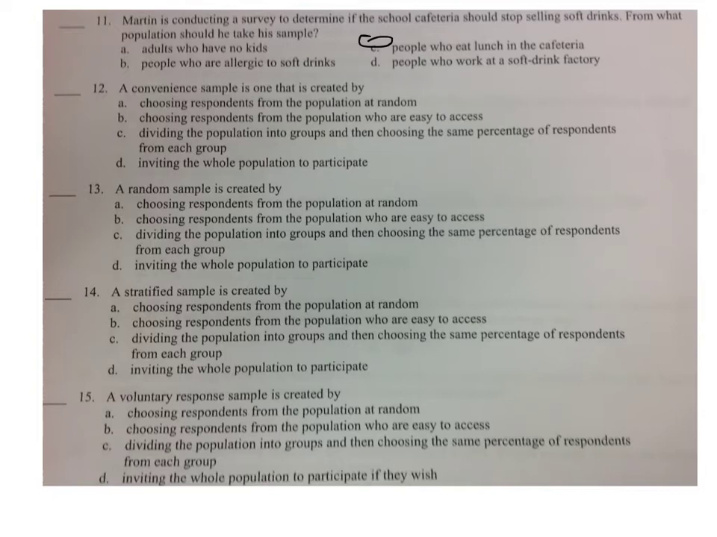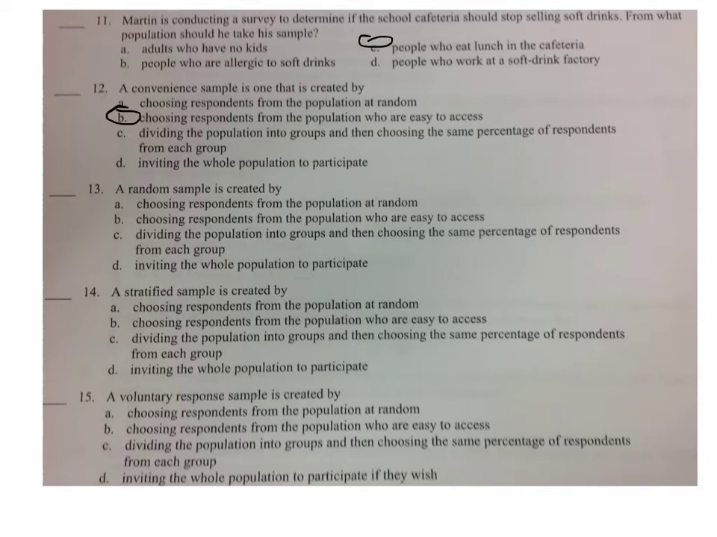But for the people, in this case, that chose B, choosing respondents who are easy to access, because convenience means easy, right? So that's where that answer would come from. That's convenient. So the people who raised their hands and said B, on your test you would have got it right away. People that chose differently or didn't care, hopefully you care now, and if you're listening, it will help you with your test.